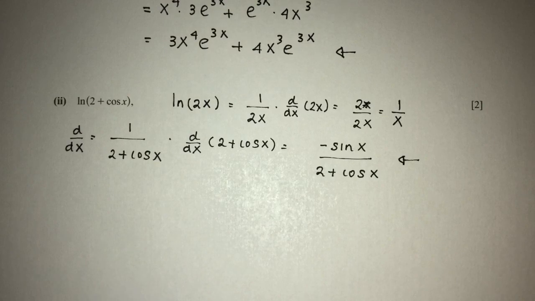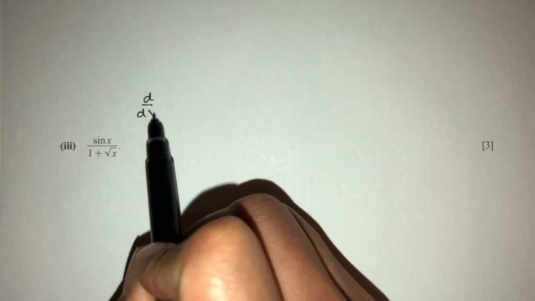So that's the idea, you have to know how to do this. Now for part 3, we have to differentiate this one. If you observe, this one is a fraction, so you have to use your quotient rule. So let's do that. d by dx will be what?